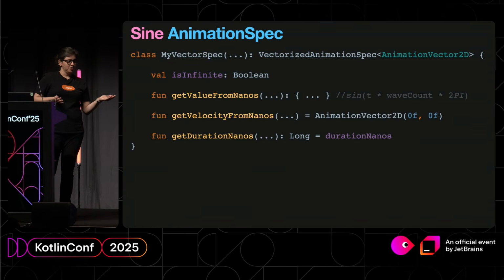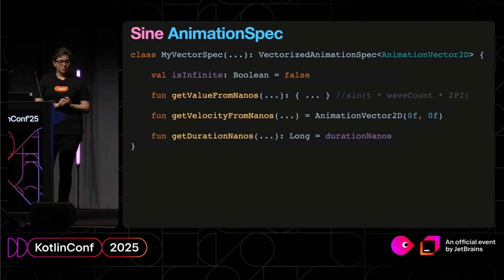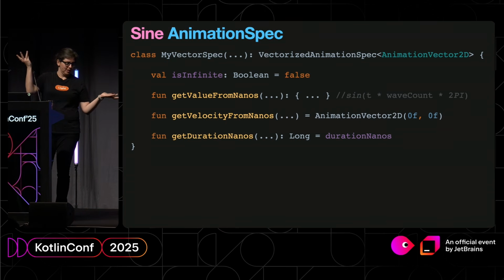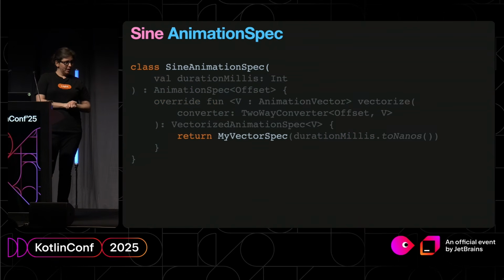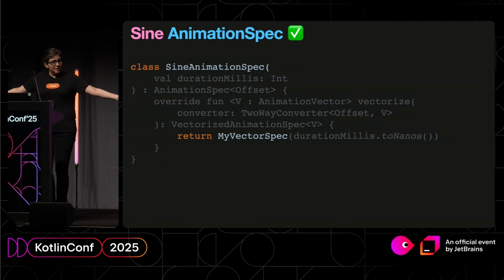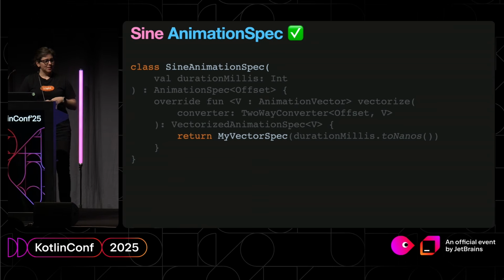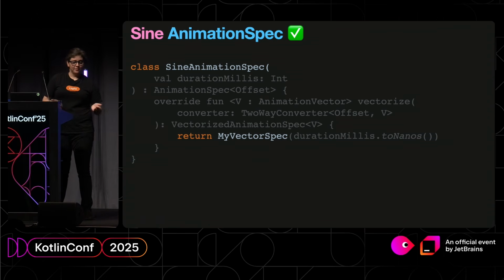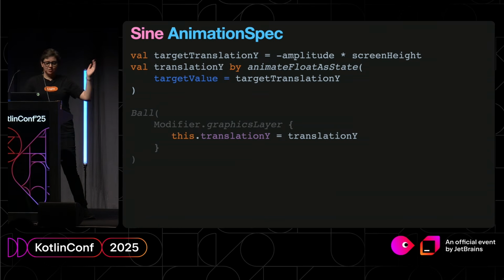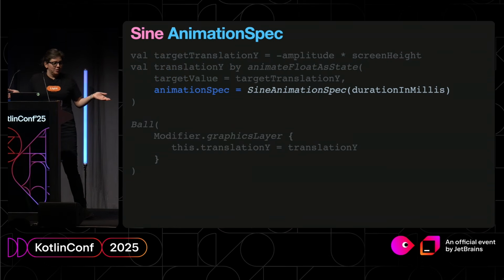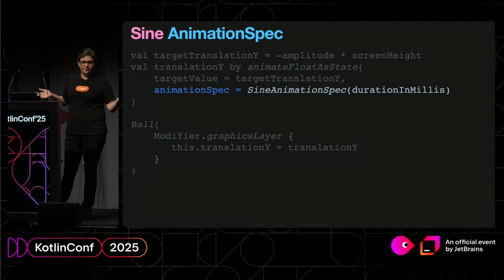Once we have these three functions implemented, the only two things that we need to do is say that my animation spec is not infinite because I want it to finish at the end, and then just return it inside a sine animation spec that is basically just returning this vector. And that's it. We have an animation spec. Not so hard. And since this is basically an animation spec like the other ones we have, in order to use it, the only thing you need to do is go back to your functions, and you just basically pass it as another parameter for animation spec.